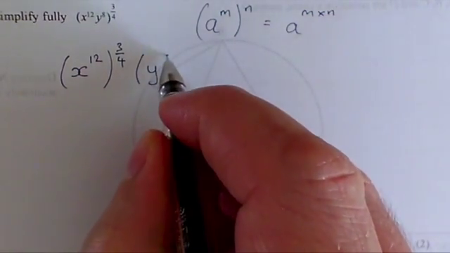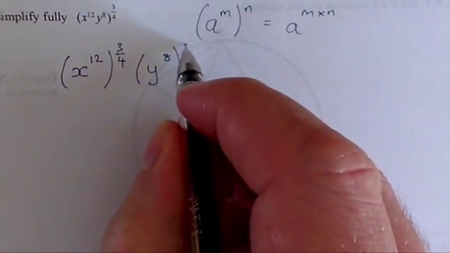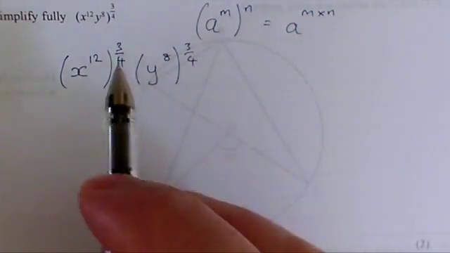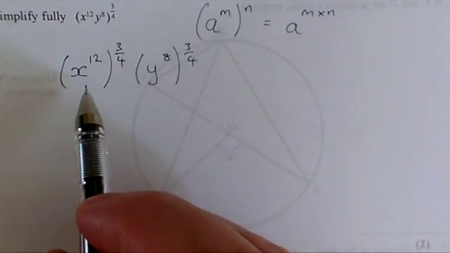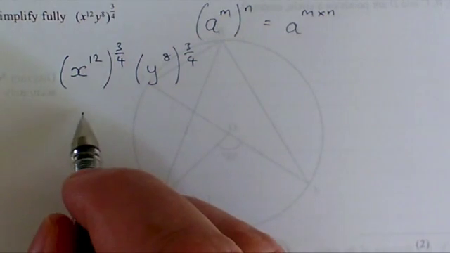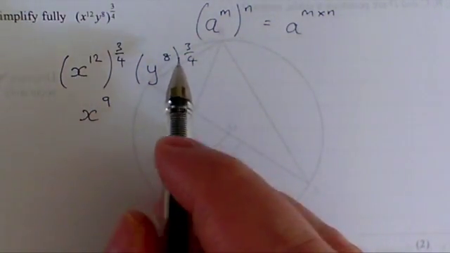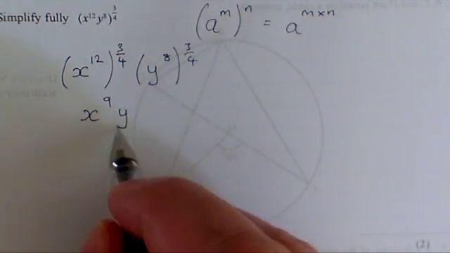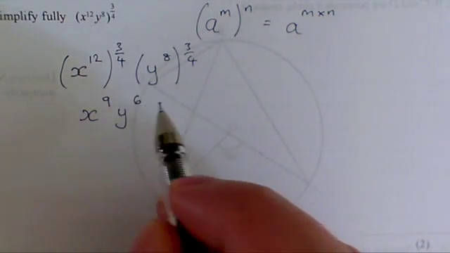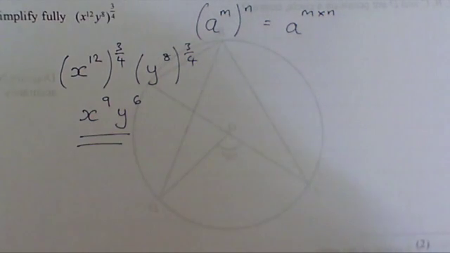y to the 8, to the power of 3/4. All we've got to do is multiply these numbers. 12 times 3/4. So what is 3/4 of 12? Well, it's 9, isn't it? And what's 3/4 of 8? Well, it's 6, sorry. So there we have it. That's actually the answer: x to the 9, y to the 6.